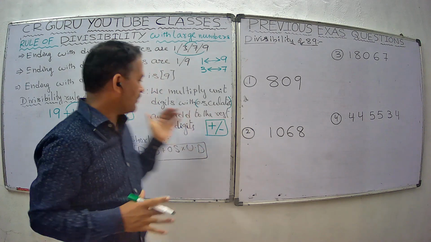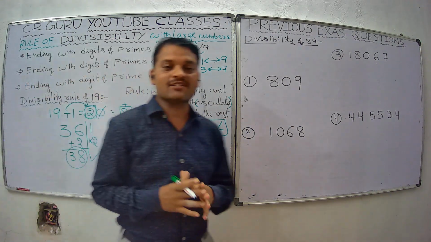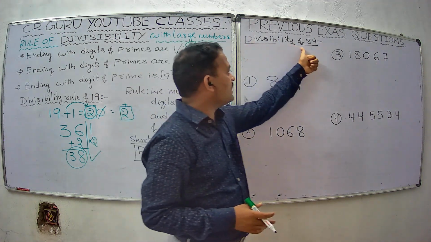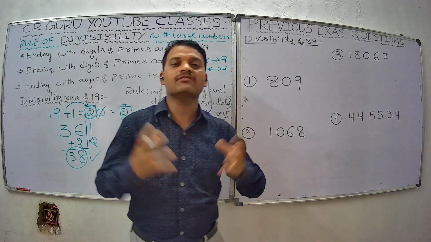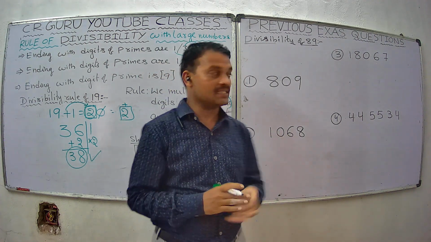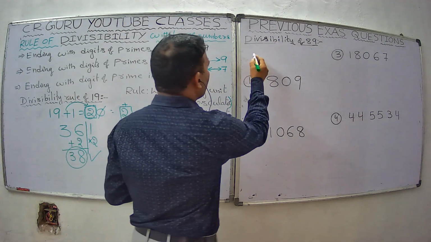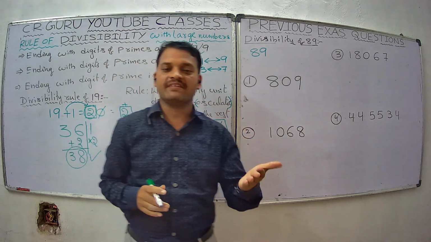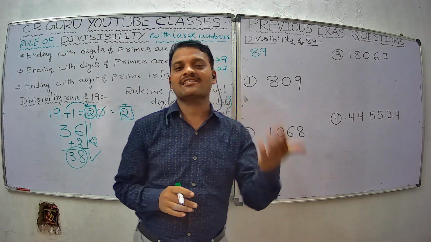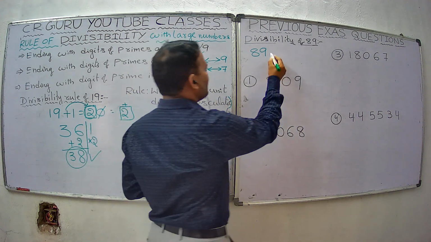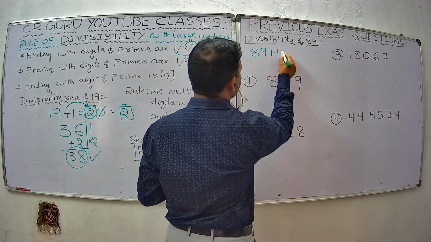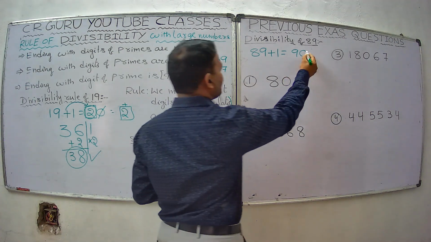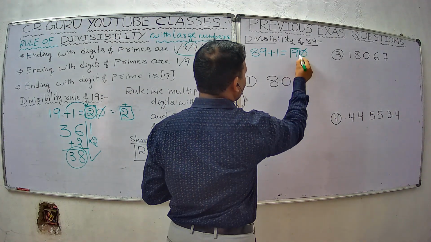You now know the divisibility rule of 19. Next, numbers ending with 9: the divisibility rule of 89. Suppose I consider 89. The nearest round figure to 89 is 90. 89 plus 1 gives 90. So cut the 0, and the oscillator here is 9.